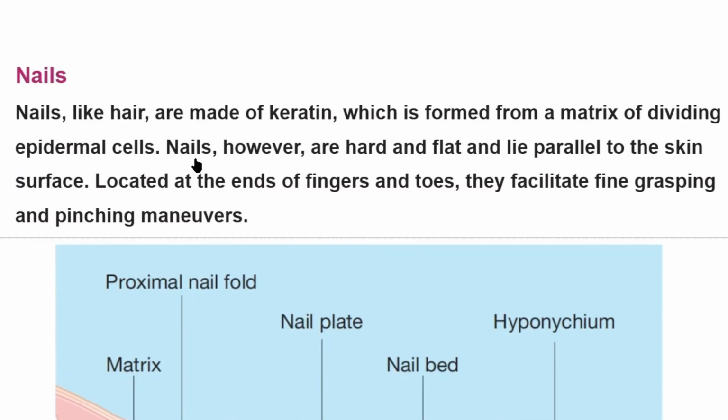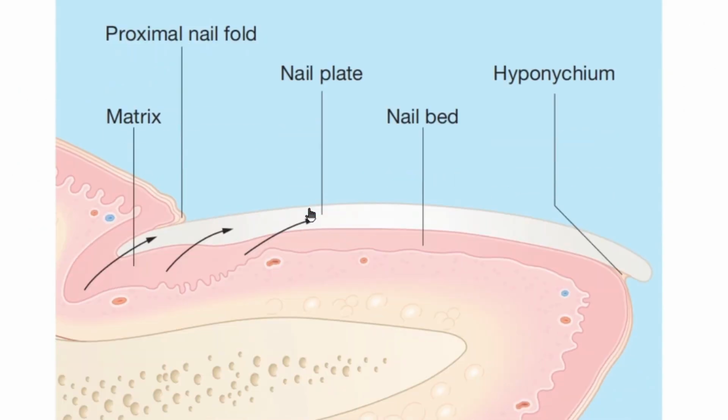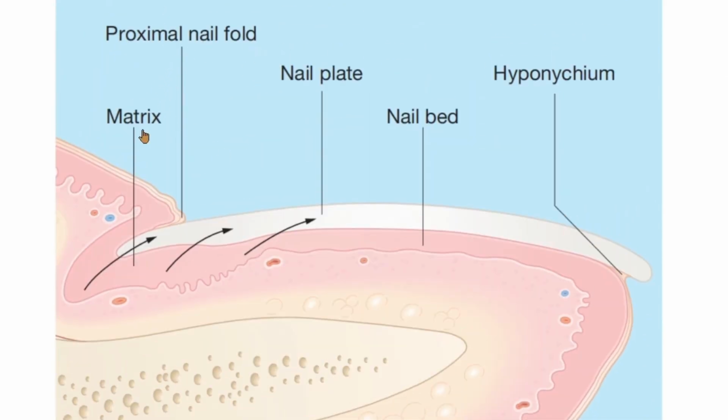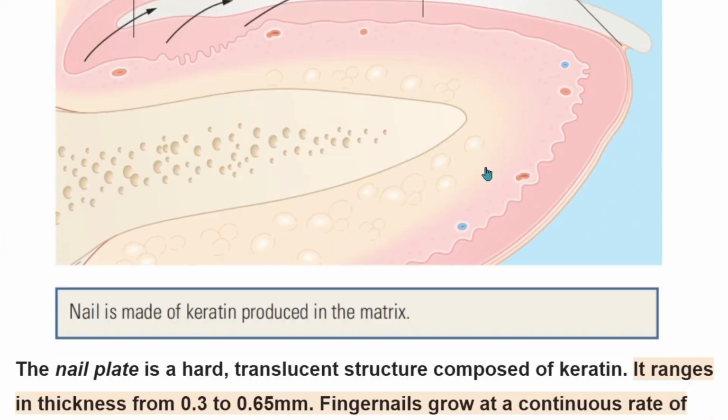Nails, like hair, are made of keratin, which is formed from a matrix of dividing epidermal cells. Nails, however, are hard and flat and lie parallel to the skin surface. Located at the ends of fingers and toes, they facilitate fine grasping and pinching maneuvers. As we can see here, we can see the structure of the nail: the proximal nail fold, matrix, nail plate, nail bed, and hyponychium.